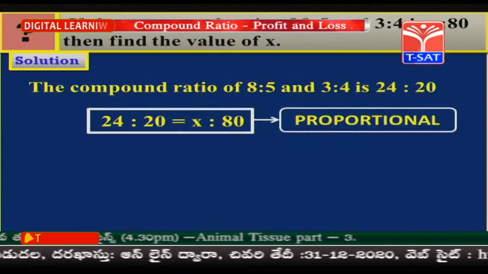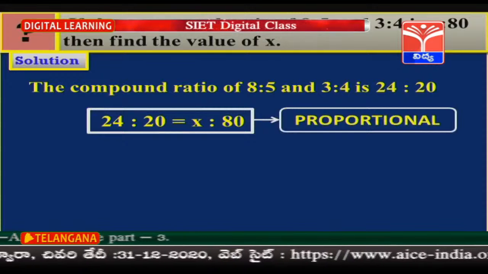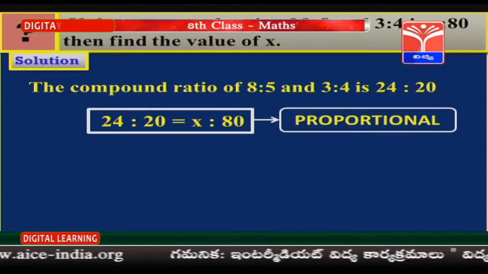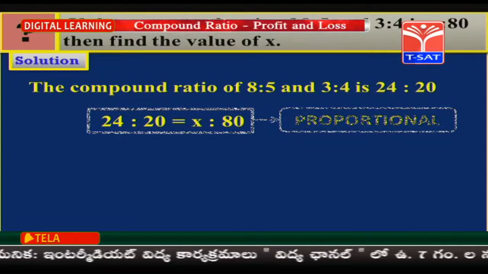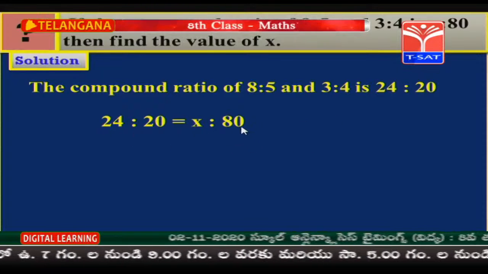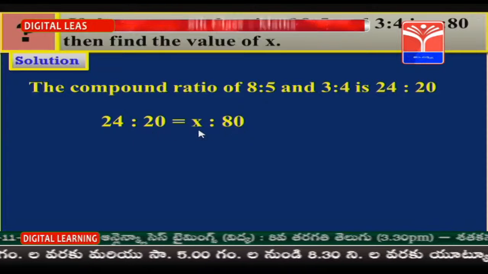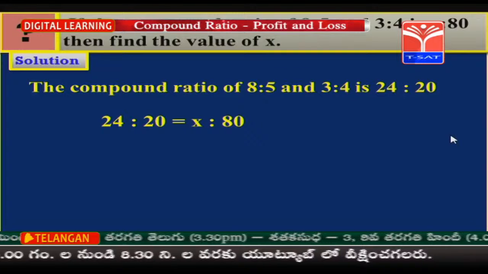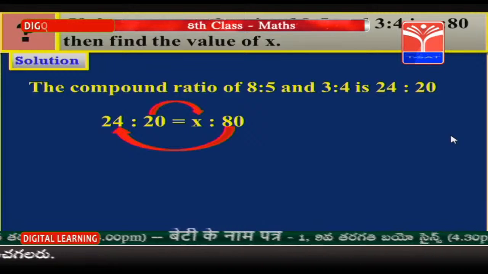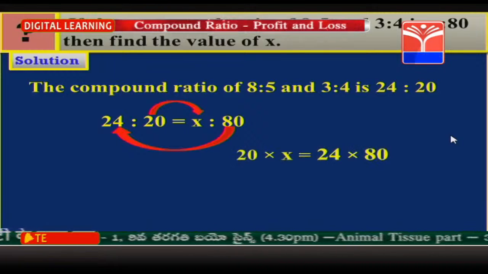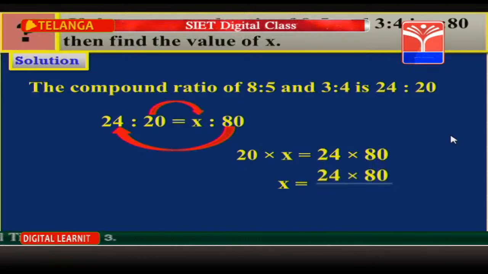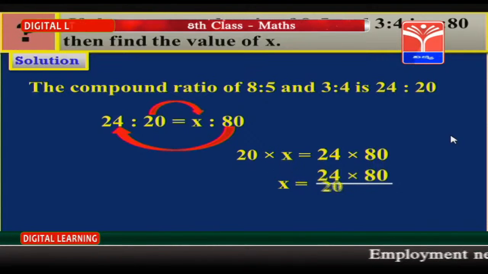So, these two are equal means they are in proportion. Now, since they are in proportion, we can say that the product of means is equal to the product of extremes. So, here what are means and extremes? Yes, here 24 and 80 are extremes and 20 and x are means. So, their products must be equal. Let us do this. So, 20 into x and 24 into 80 must be same. Therefore, x value is 24 into 80 divided by 20.